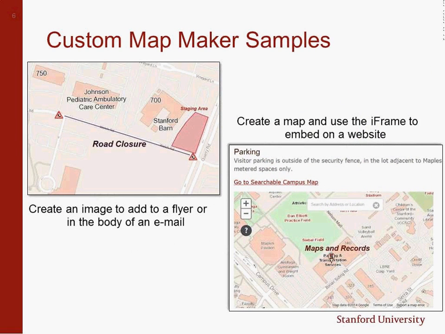We have a couple of samples for you. On the left is an image of a flyer that we have made. It shows a road closure. It shows the staging area for a road closure, and any manager from the Department of Project Management can use this tool to make such a map. Below is an example that we use this custom map maker for. It is an embedded frame on our website. It shows our location on the map.